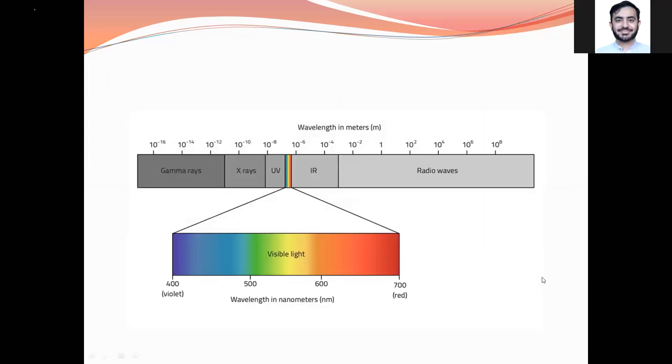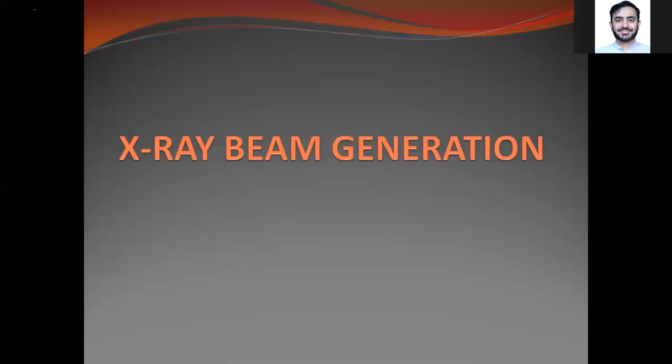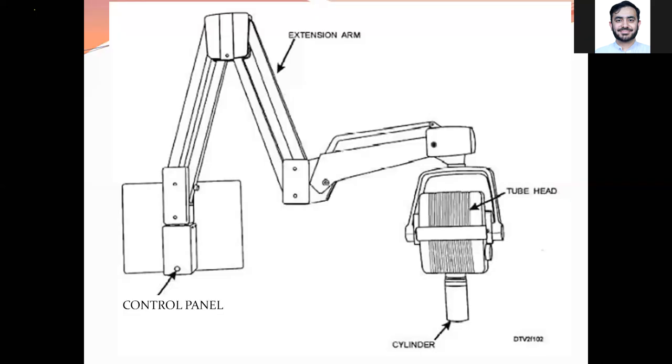Now, this is a picture of the electromagnetic spectrum. You can see that this small portion is the portion that we can see with the human eye. This is called visible light. On its left is ultraviolet radiation, and this portion over here, X-rays, this is what we are interested in and what we'll be talking about today. So how is the X-ray beam generated? Let's talk a little about that.